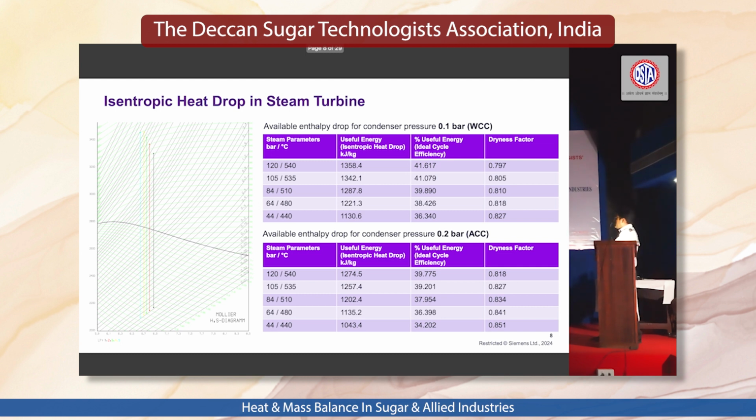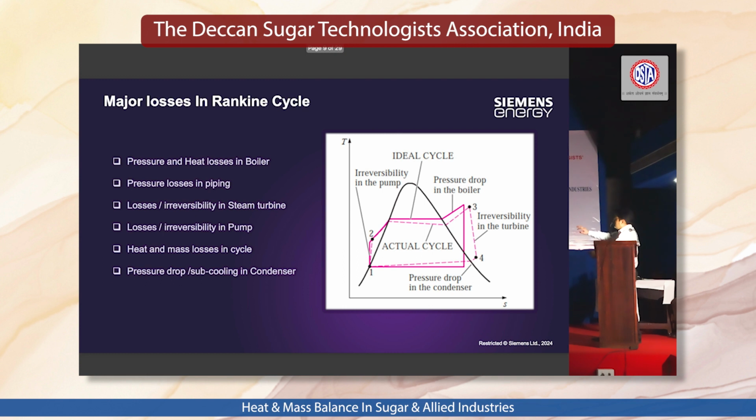Now this is the typical isentropic heat drop in the steam turbine. We are not going into detail on it, because the basic message from this is that with increasing steam parameters, the overall useful energy is increasing, and because of that the overall cycle efficiency can be increased by the increase of the steam parameters.